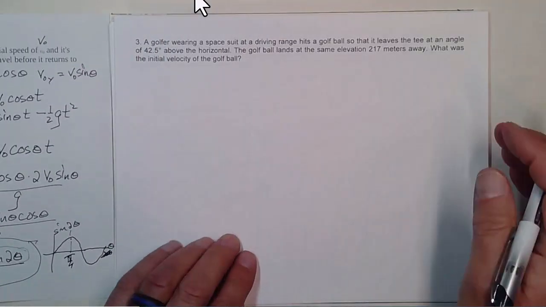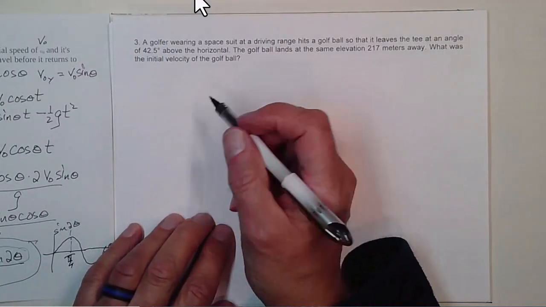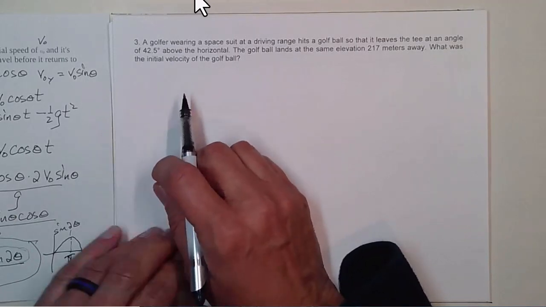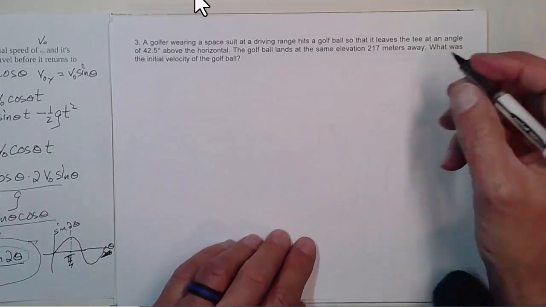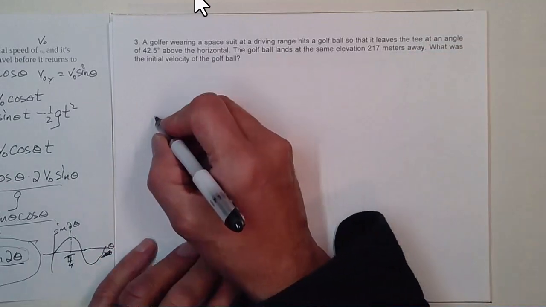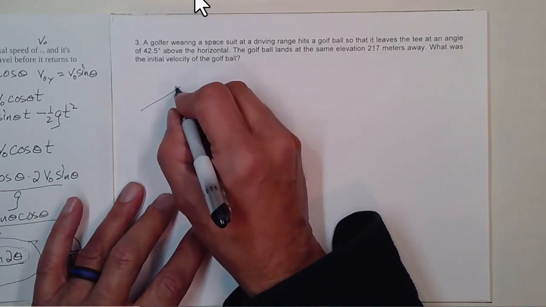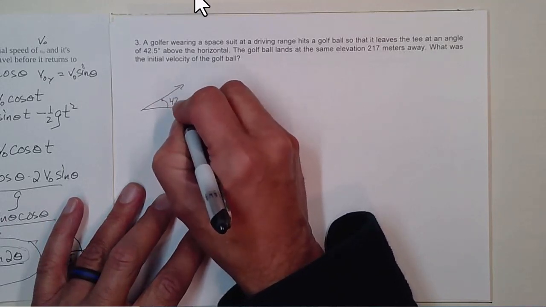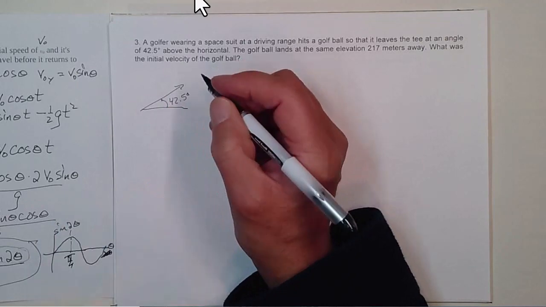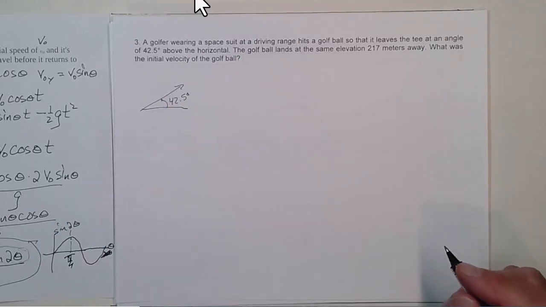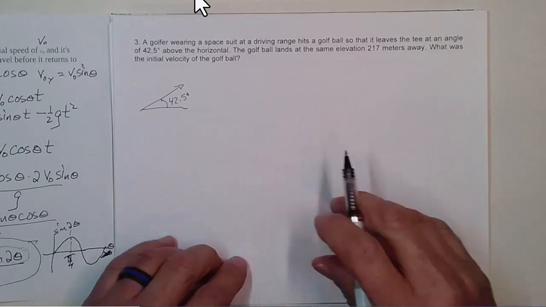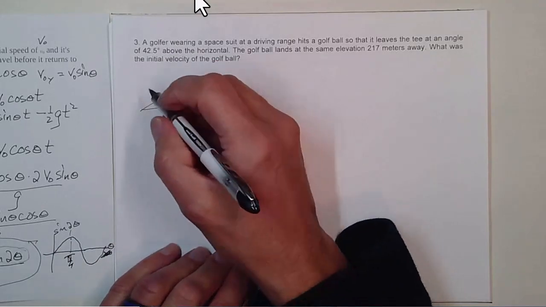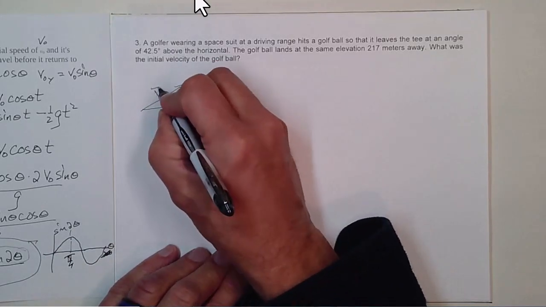We have the golfer wearing the spacesuit. Let's see, it's a projectile motion problem, so I better write those down. It's launched at 42.5 degrees above the horizontal. Now, it may be that when you're hitting a dimpled golf ball, there are other angles than 45, because air resistance is definitely going to play a role in that case. But anyway, it's taken off at a velocity v naught.